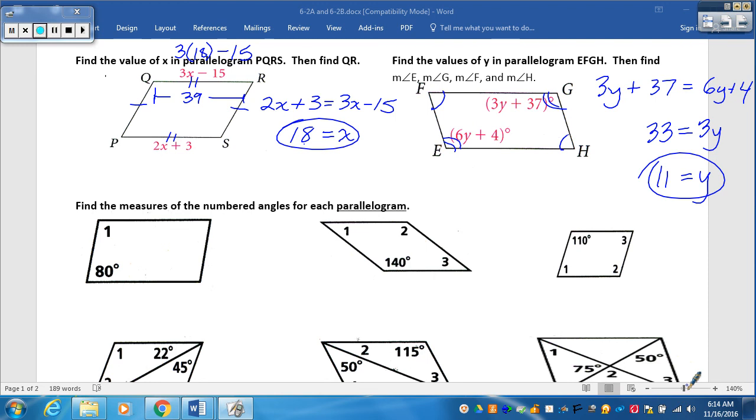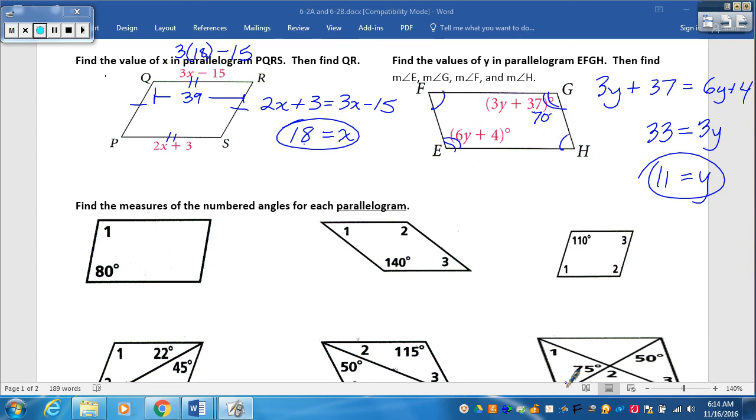Now, the interesting thing that I was mentioning just a moment ago is this. If I go ahead and figure out what the measures of each of these angles will be, 3 times 11 is 33, plus 37, that's 70. So this will be 70 degrees.